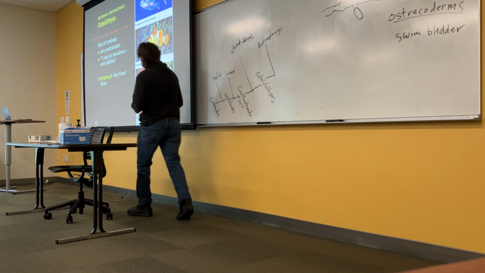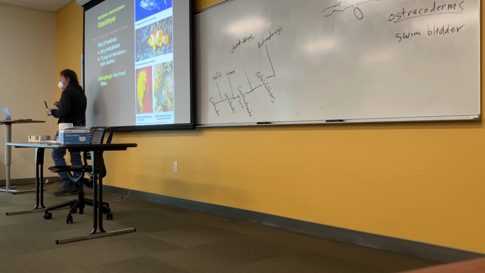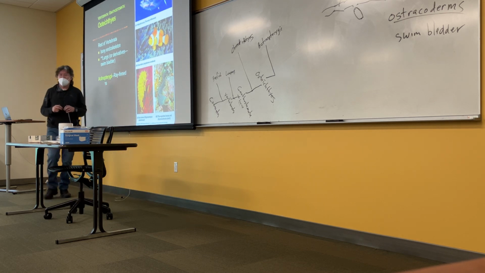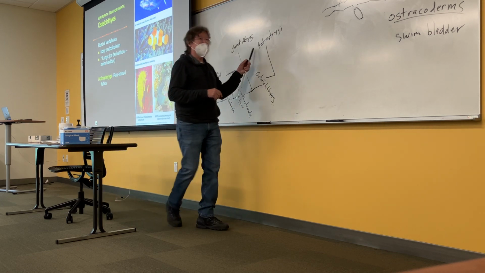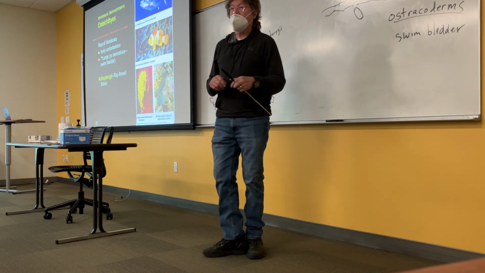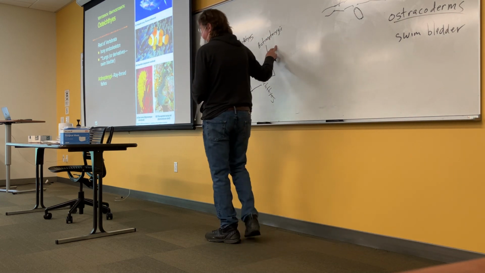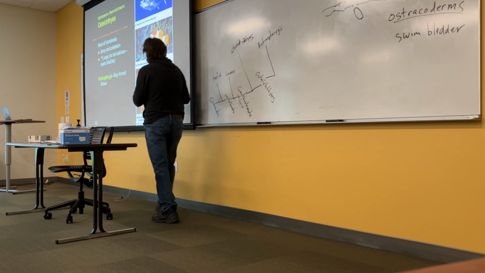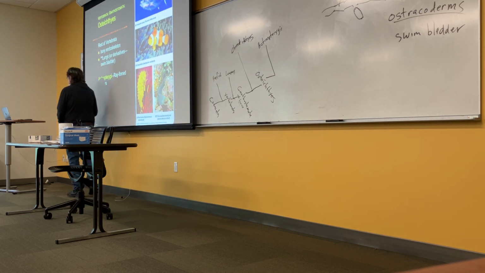Actinopterygii, and these are called ray fin fishes. This is the biggest group of vertebrates altogether. There's more species of these than terrestrial vertebrates or any of the chordates. It's a very species-rich group. So these are called ray fin fishes. These are examples of various types of ray fin fishes.